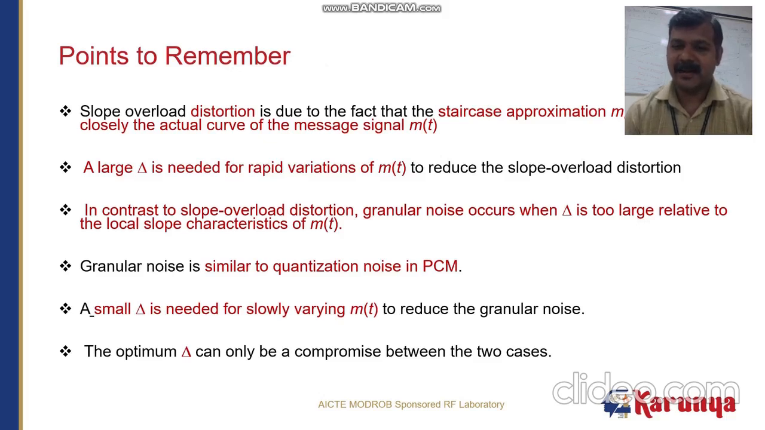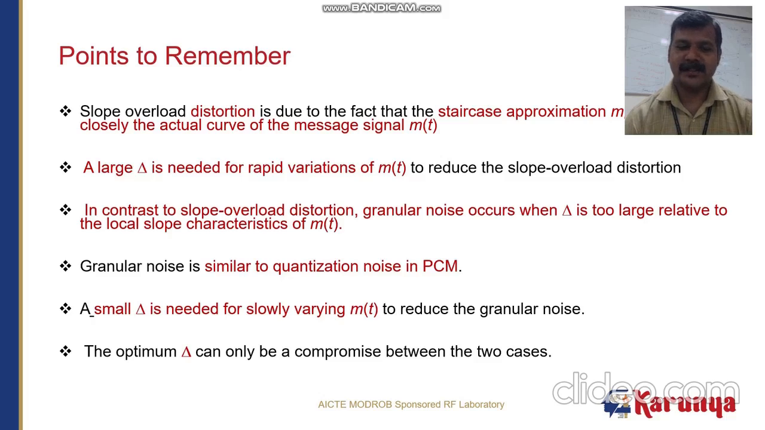So in this class, what are the important things we have to remember? First, slope overload distortion is due to the fact that the staircase approximation comes well below the message signal m(t). A larger del, that is, a larger step size, is needed for rapid variation of m(t) to reduce the slope overload distortion. In contrast to this, we have granular noise, which occurs when del is too large relative to the local slope characteristics of m(t). This is a very important point to highlight.